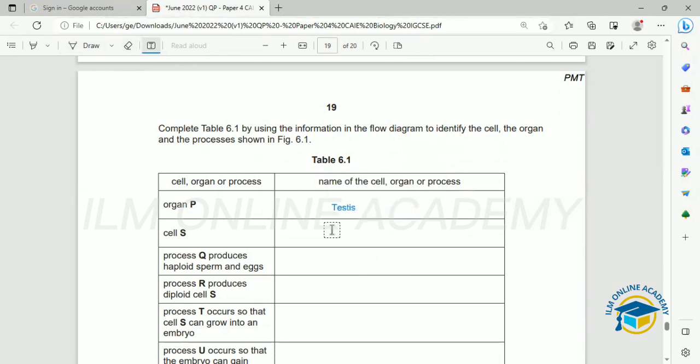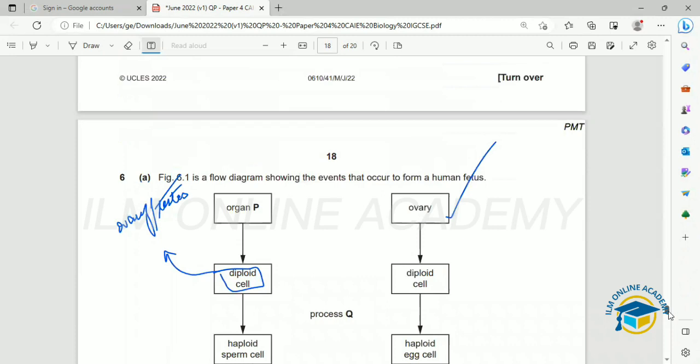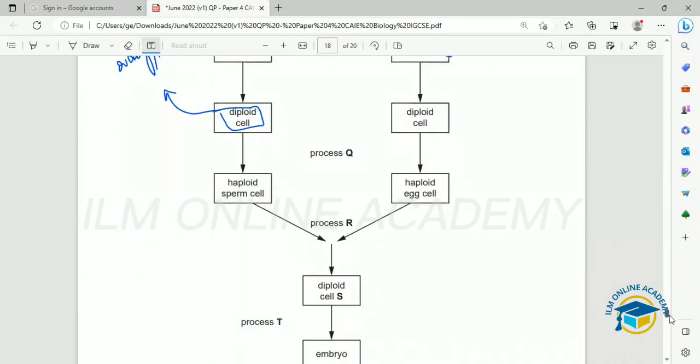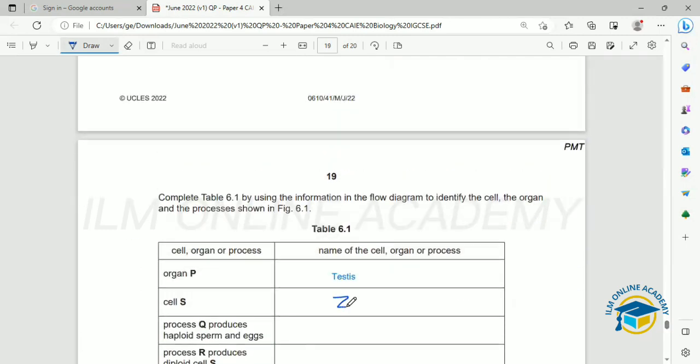And then cell S. Where is it written? Okay, diploid cell S. So it is like a haploid sperm cell and a haploid egg cell. They actually are combining to give you a diploid cell. And now this would be zygote, because that's how a zygote is formed. So it's zygote.